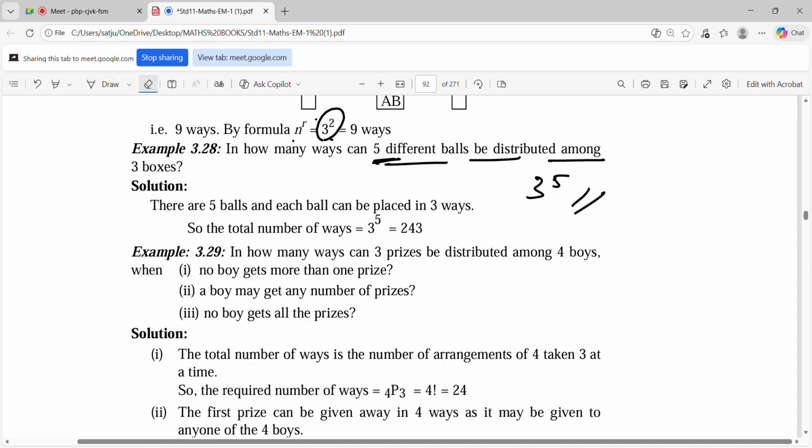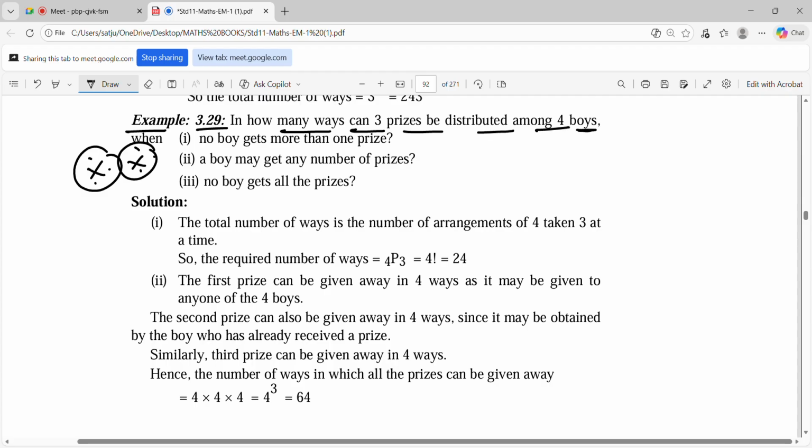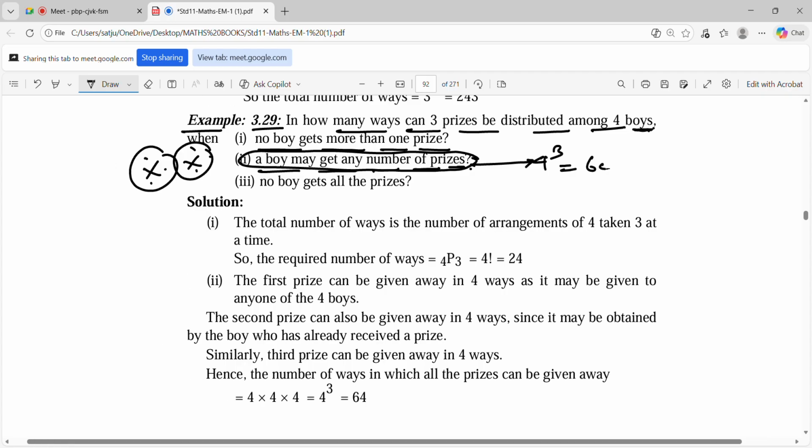Next question, important part. This is example 3.29, important part. This is an important question. Sometimes it is possible to repeat. Read here. In how many ways can 3 prizes be distributed among 4 boys when no boy gets more than 1 prize? Or a boy may get any number of prizes. Any number of prizes means directly you can write 4 power 3, 64.